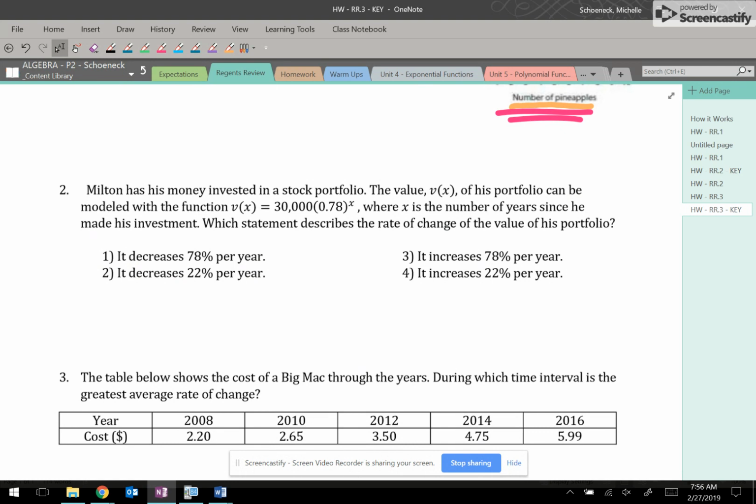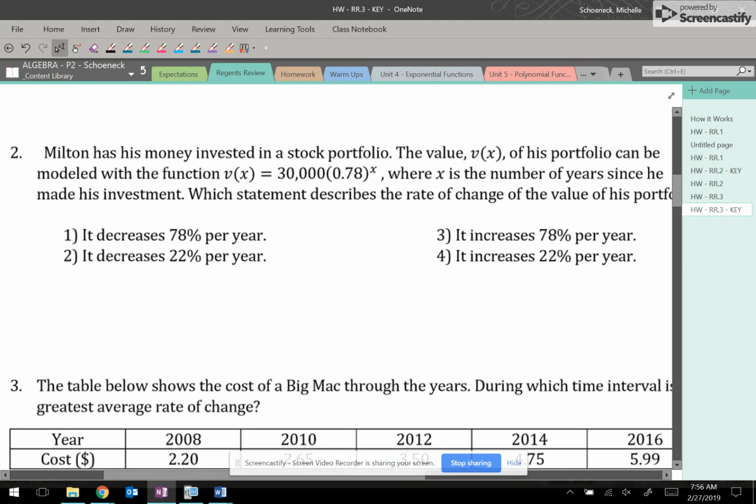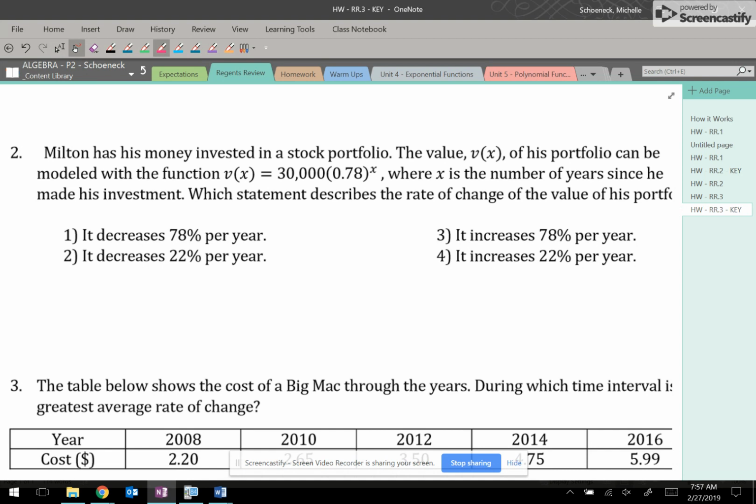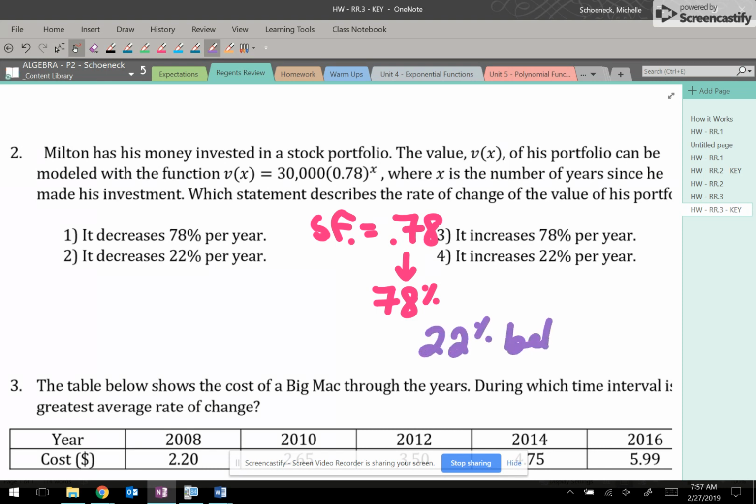Milton has his money invested in a stock portfolio. The value of his portfolio can be modeled with the function v of x, where x is the number of years since he made an investment. All right, this is a percent change type of question. First off, is this growth or decay? Well, our scale factor is 0.78, which we change to a percent is 78%. Is this above or below 100, and by how much? It is below 100 by 22%. So this would be a decrease of 22% each year.